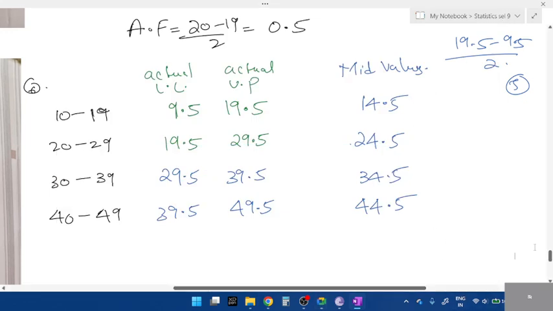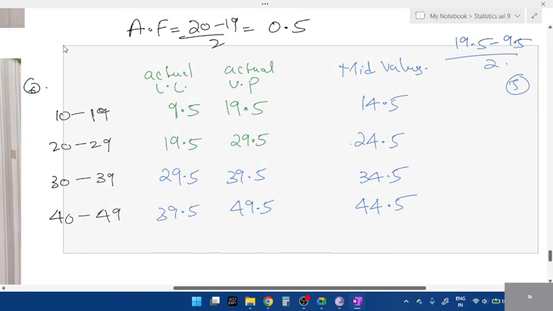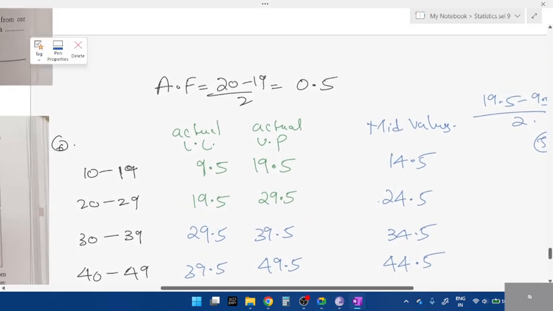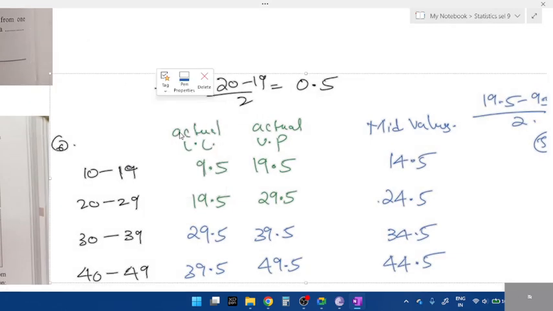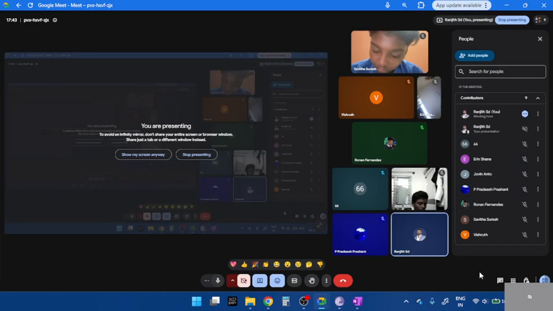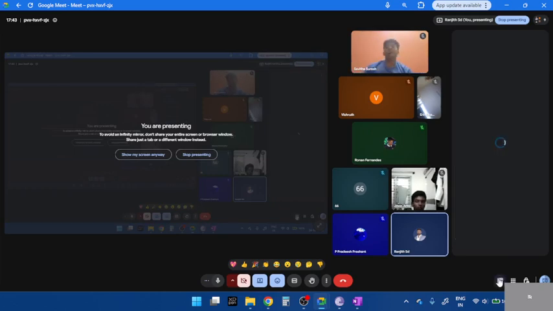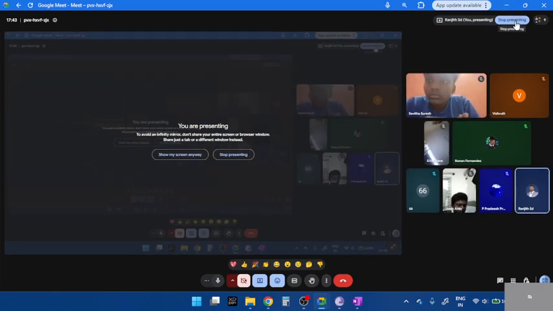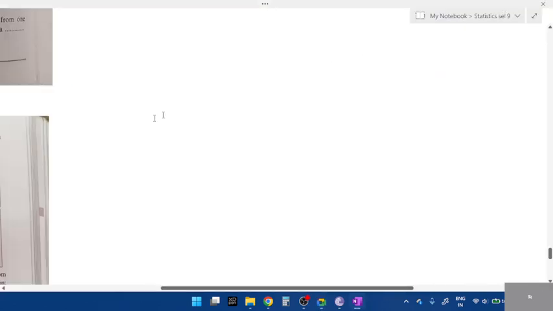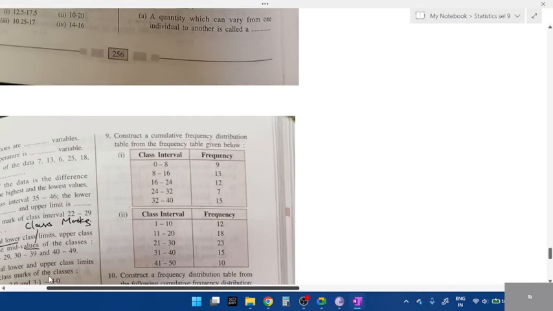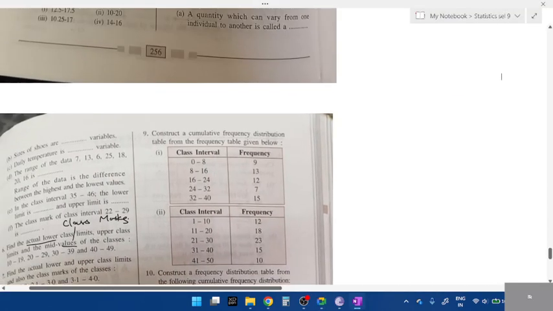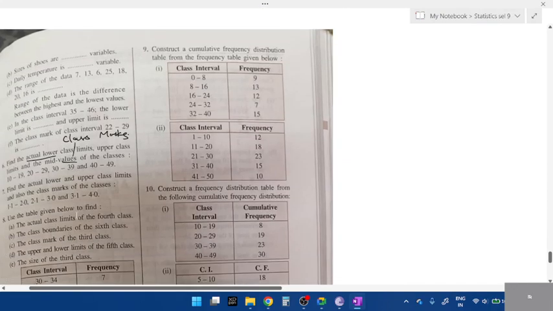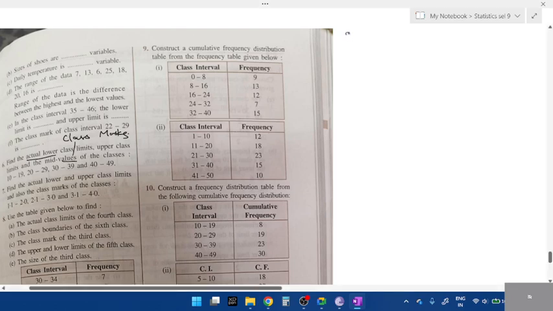Okay, next one. Why Pradesh is not responding? Okay, we'll do next. Seventh one is also the same, students. I'll give you all 2 minutes. We'll complete seventh one. Can you see actual lower limit, upper limit?